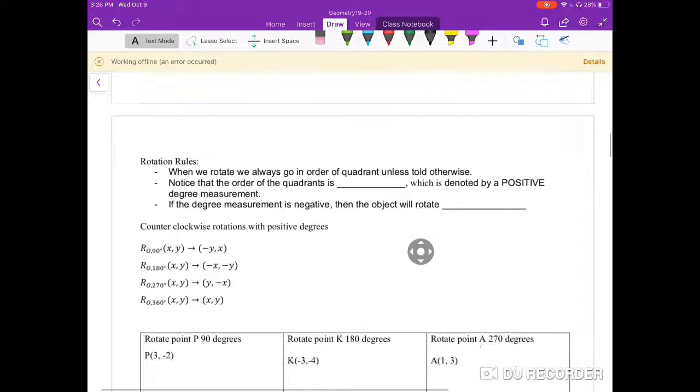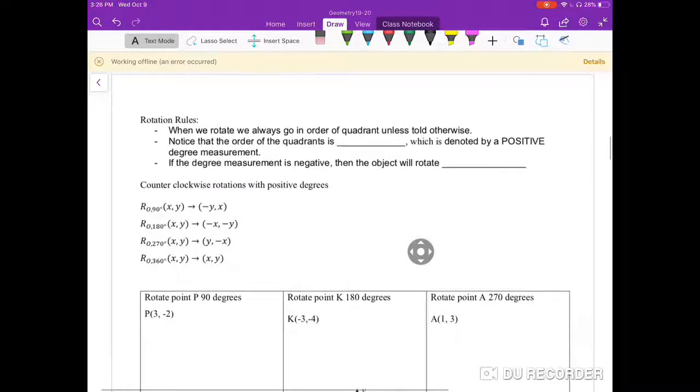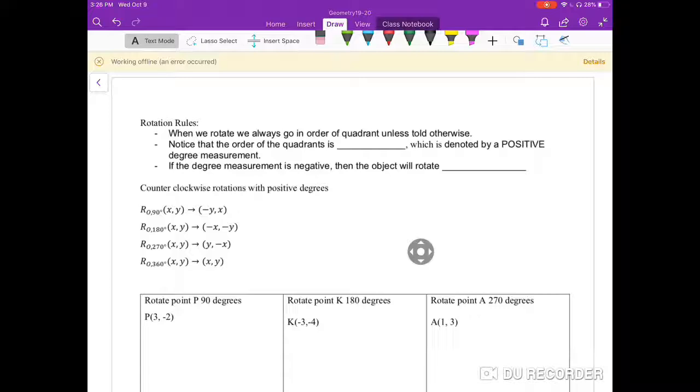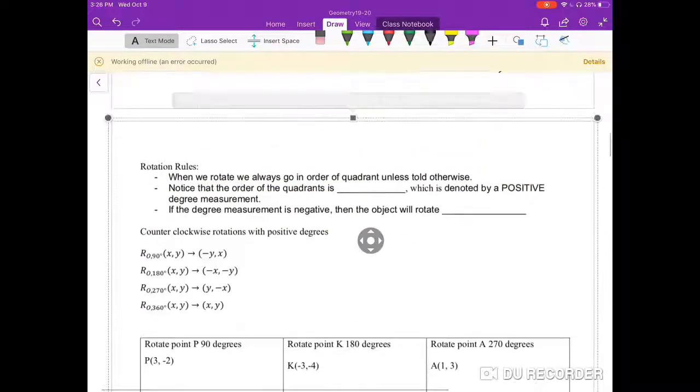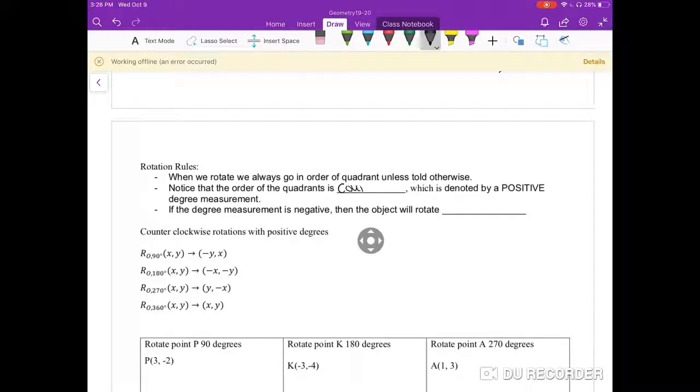All right, so here are the rules. When we rotate, we always go in order of the quadrants unless told otherwise. That means that we are always going counterclockwise with all of the formulas. All of these formulas over here are going to go counterclockwise because the order of the quadrants is counterclockwise. And if the degree measurement is negative, then we're only going to rotate clockwise if that happens. I'll explain how to do that at the end of the video.